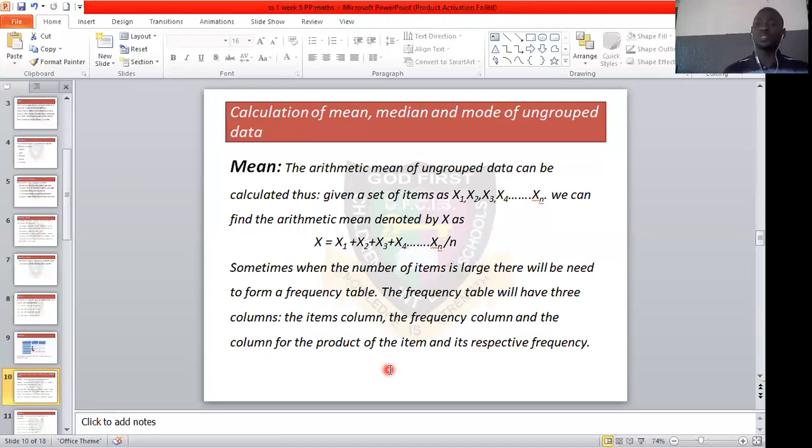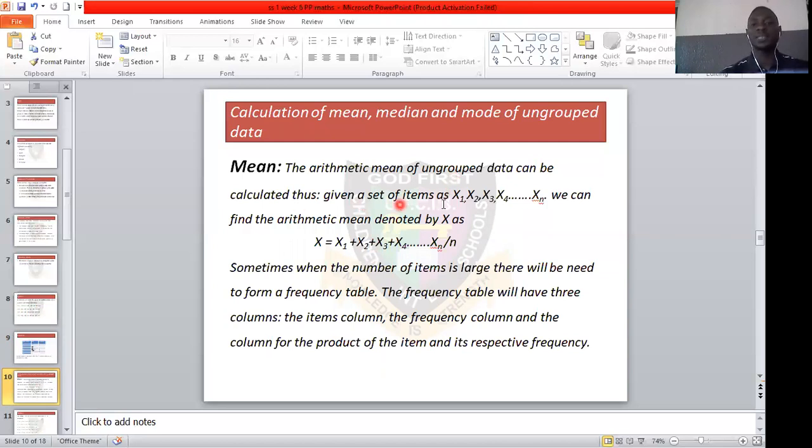When we talk about the mean, you know that the mean is the sum of all the collection of data divided by the number of data collected. That is the arithmetic mean of ungrouped data, which can be calculated thus.